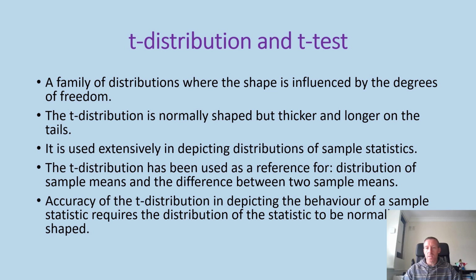The accuracy of the t distribution in depicting the behavior of a sample statistic, though, requires the distribution of that statistic to be normally shaped. We know from the central limit theorem, which is quite helpful, that sample statistics follow a kind of normal shape, essentially, in their distributions.